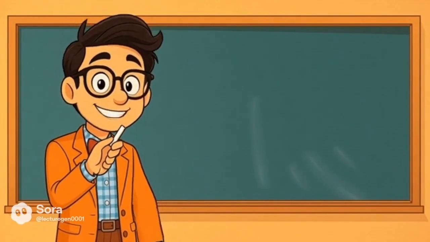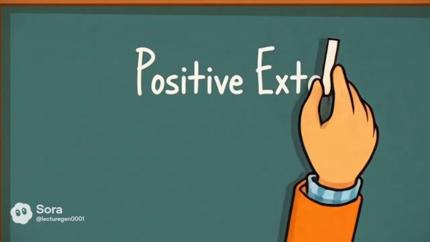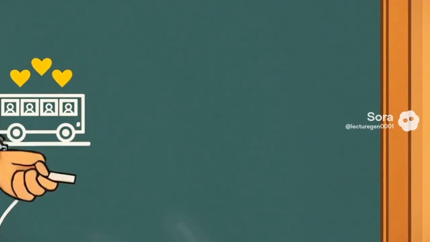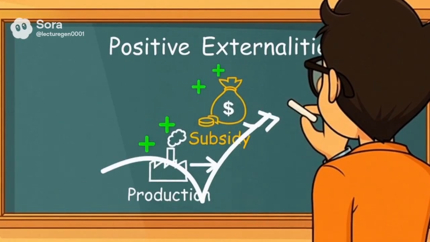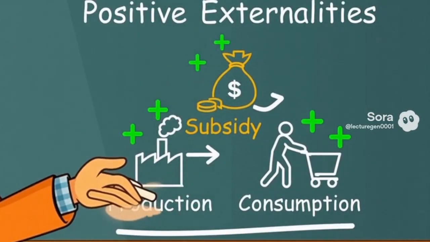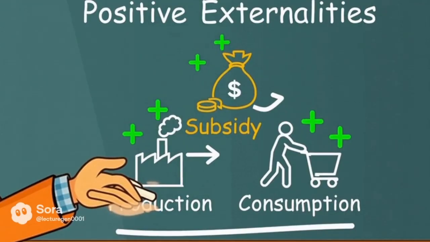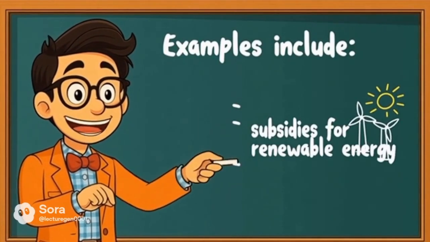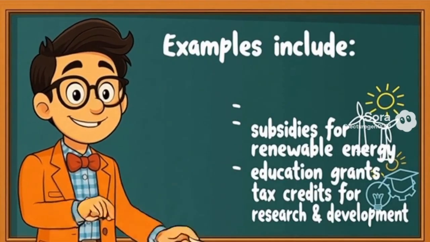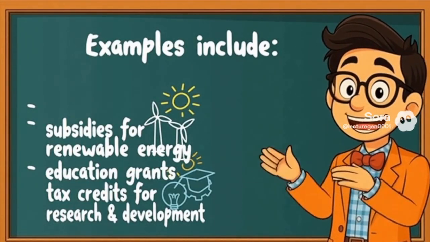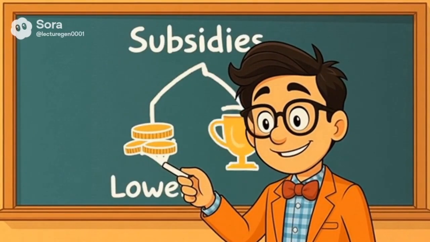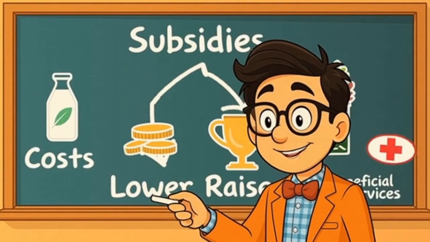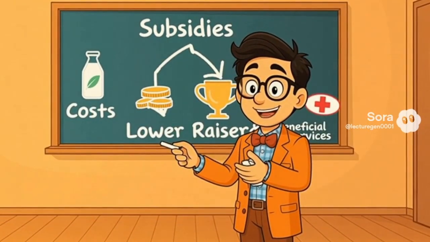Now, let's look at positive externalities, cases where society benefits more than the individual decision maker. To encourage positive externalities, governments may offer subsidies, financial incentives to increase production or consumption. Examples include subsidies for renewable energy, education grants, and tax credits for research and development. Lowering costs or raising rewards, these subsidies help markets produce the socially optimal level of beneficial goods and services.